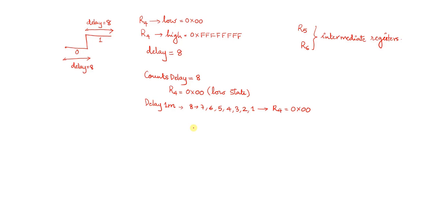Once it is decremented, what happens is that now the value of R4 is switched to 0xFFFFFFFF. Okay. Since it is a 32-bit register, we need to make sure that we are having enough Fs. So this is nothing but your high state.